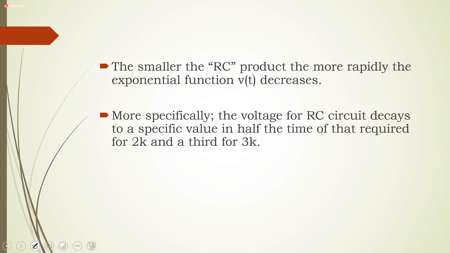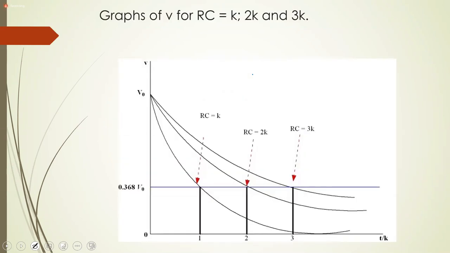And so let's go back. We are saying that the smaller the RC product, the faster the decay. So for RC equal K, whatever K is equal to, we are seeing a sharper decline. If we double the RC product, so we get 2K, then it will take twice as long to get to that specific value as it did with RC being equal to K. And of course, three times as long. The statement I gave was a third and a half, same thing, I'm just saying it in the reverse.